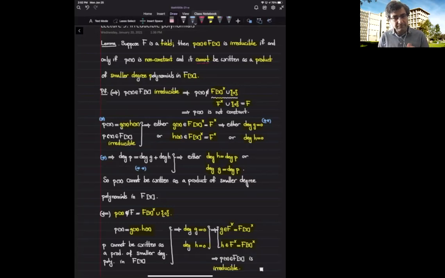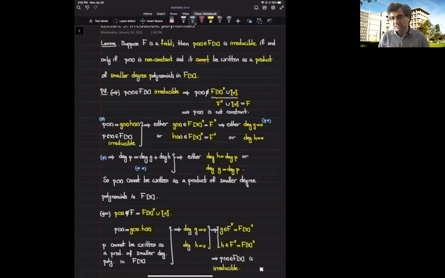This is an if and only if statement, so I have to go from right to left and from left to right. Let's go from left to right. I give you a polynomial. I tell you it's irreducible. I want to show that it is not constant and it cannot be written as a product of smaller degree polynomials with coefficients inside the field.